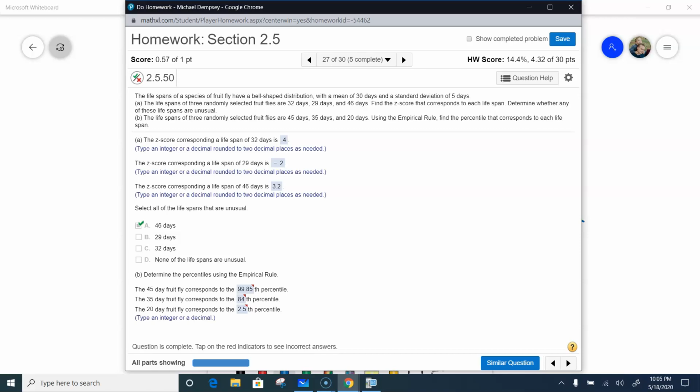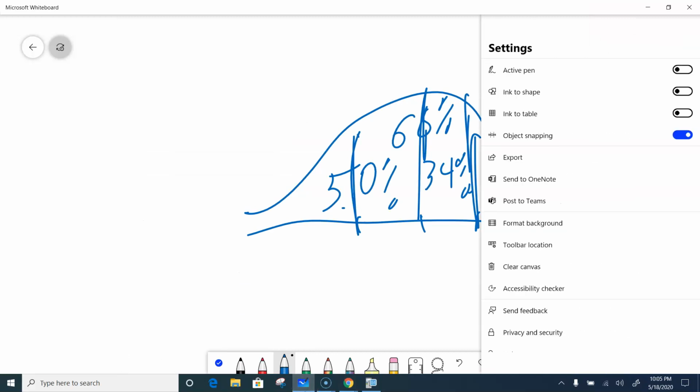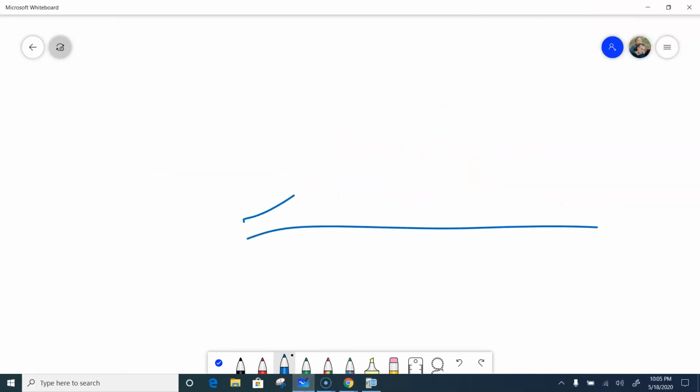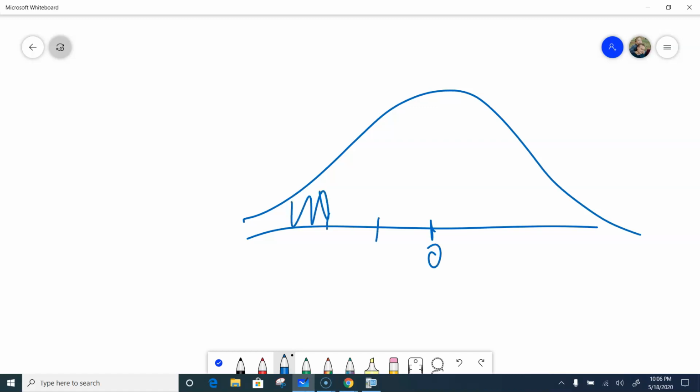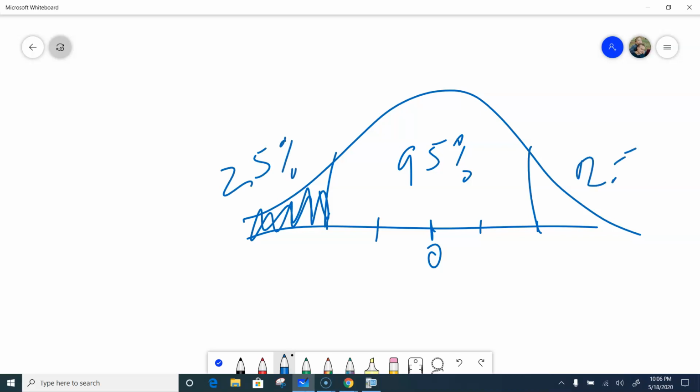And 20 days, okay? 20 days is 2 standard deviations below the mean. So if we go 2 standard deviations below the mean, right here, what area is in that tail? Well, we know from 2 below to 2 above, that's 95%. So that leaves us with 2.5% in each tail. So that percentile for this score would be the 2.5 percentile.